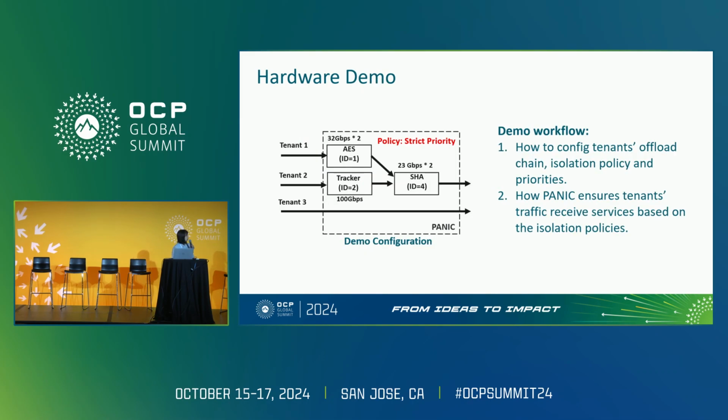And here I'm going to show a very brief hardware demo. It contains 2 parts. First, I will show how you can configure different tenants' offload chain, as well as their isolation policy and priority into Panic. And also, after loading the config into Panic, when different tenants' traffic goes into Panic, how Panic can ensure their traffic receives services based on the isolation policy.